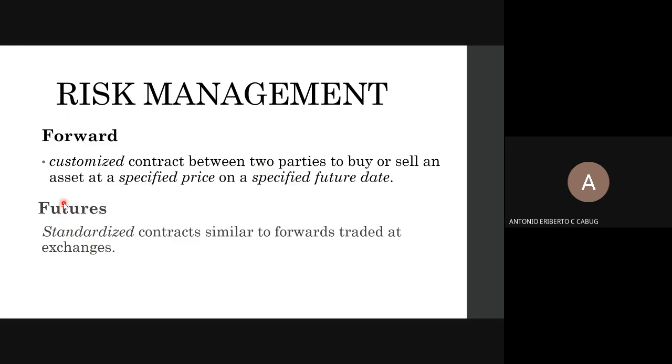Quick review. What are derivatives, by the way? Derivatives are securities whose prices are dependent on an underlying asset. That's why they are called derivatives. Their value derives from another asset, which we call the underlying. So I'm going to start with something simple involving forwards and futures.